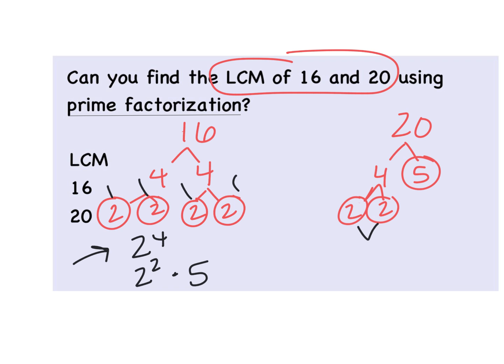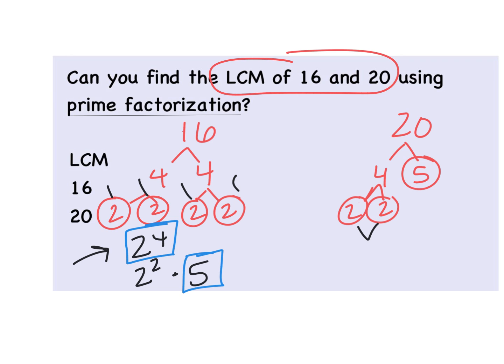So the way that we find the LCM is we take each prime number involved within both numbers and take the highest exponent. So I can see that they each have 2's. 2 to the 4th is higher, so I'm going to take that. And then there's a 5 down here, so I'm going to pull that out. There's only one 5, so I'm just going to take that 5.